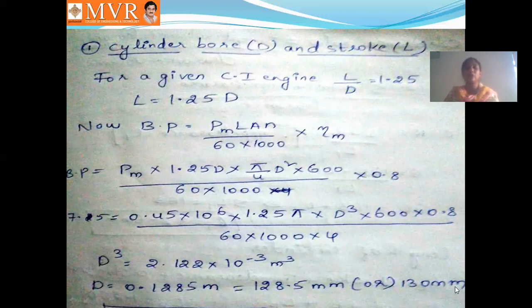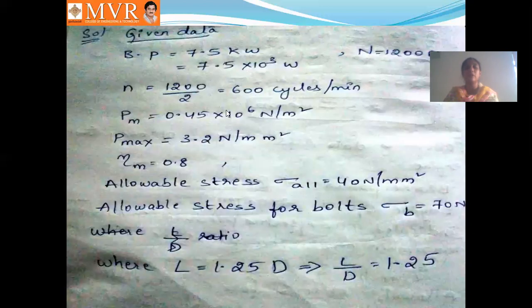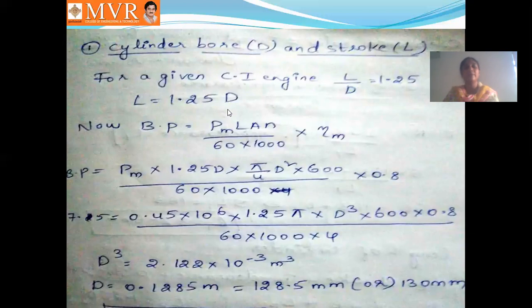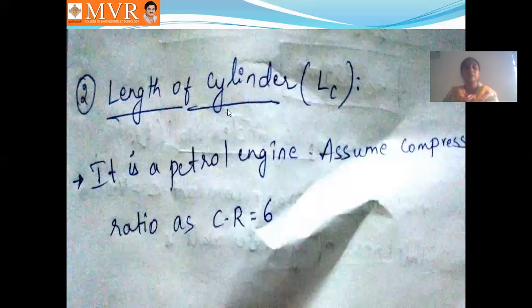If you have the D value, substitute this D value in L, and you will get the L value also. Okay, then next, the second one. What should we find out? Second one, we should find out the length of the cylinder.